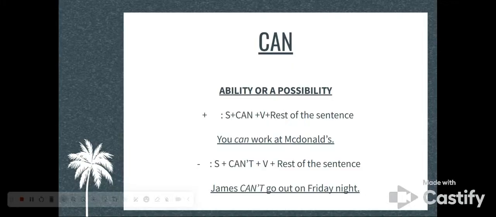Counterwise, if you want to talk about something that is not possible, or when you don't have the ability to do something, or the ability doesn't exist, you will use can't. Okay, so James can't go out on Friday. So James maybe doesn't have the ability to go out on Friday because he broke one of his legs. Or maybe the possibility does not exist because James is grounded, he did something bad at school, and his parents are asking him to stay home. Okay, so he can't go out on Friday night.